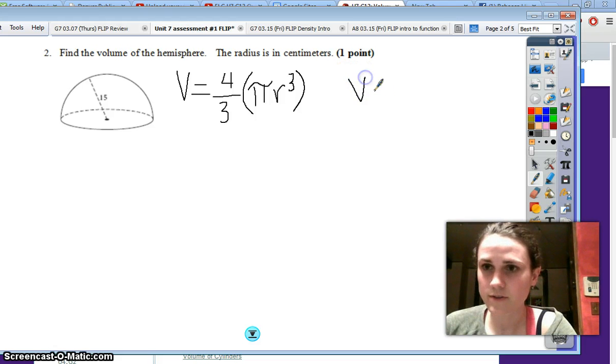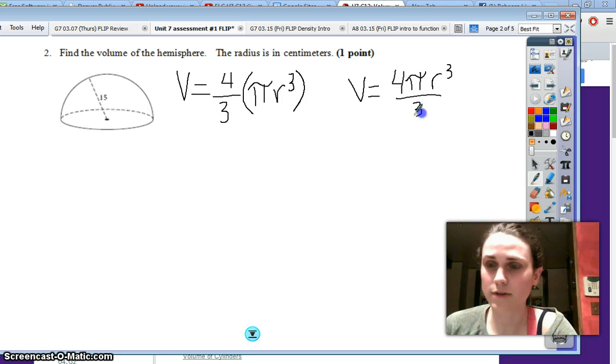Another way you could write this, which is the exact same thing, is 4 times pi times our radius cubed divided by 3. Now we know from our order of operations skills that multiplying 4/3 times anything is the same as multiplying by 4 and then dividing by 3. So now it's just a matter of plugging in the values that we know.